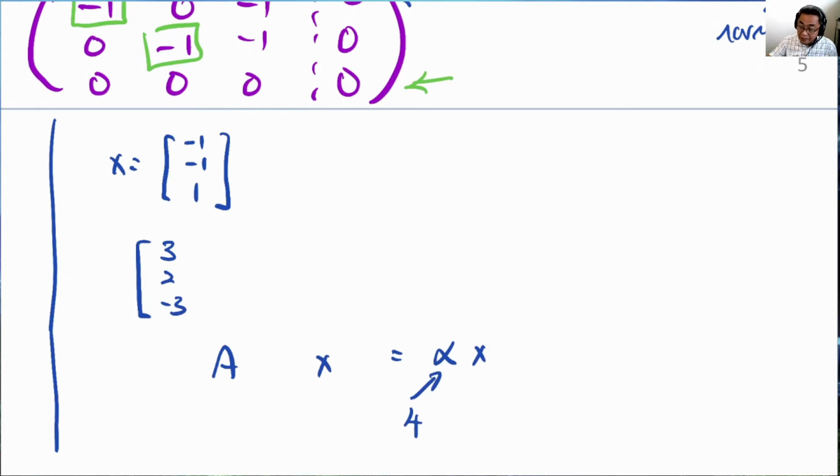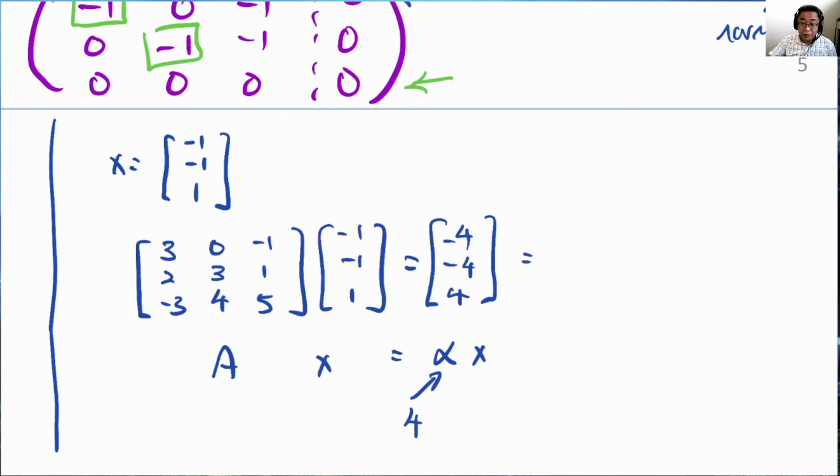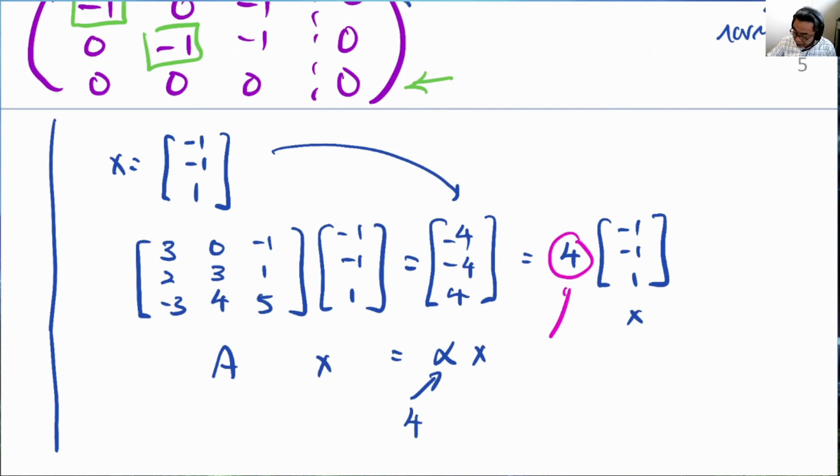Now let's verify. After brute force calculation, we get this result, and this is the same as 4 multiplied by minus 1, minus 1, 1, the original vector x, showing that it is true. Lambda equals 4 has this eigenvector. That's the answer to our question. That's it. Thank you.